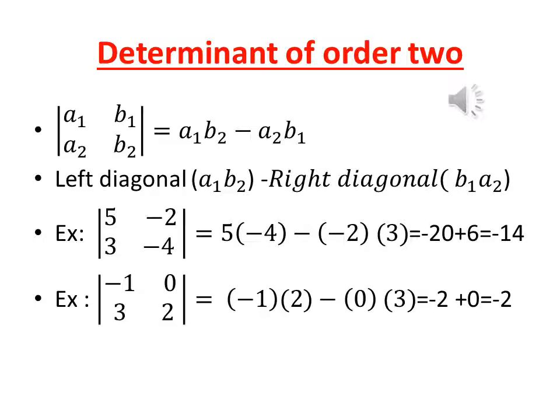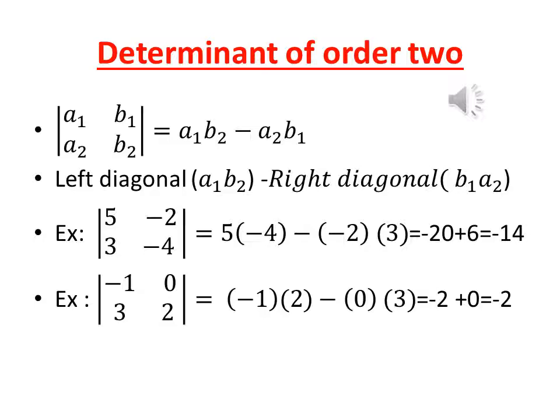Here, the determinant has rows and columns. The number of rows must be equal to the number of columns. A determinant of order 2 means 2 rows and 2 columns. Here is the first line, here is a determinant of order 2.